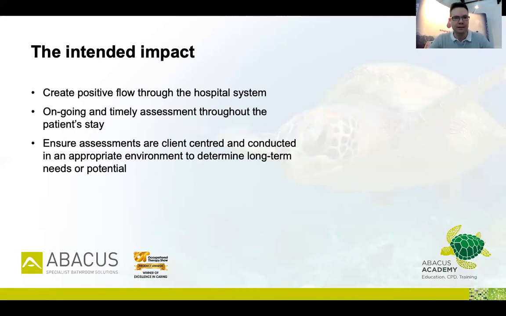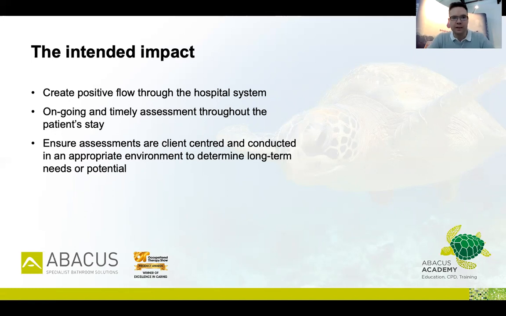So the intended impact is to create positive flow through the hospital system, to have ongoing and timely assessment through the patient's stay. Note there how it doesn't say that you only assess somebody in their own home. It says ongoing and timely assessment throughout the patient's stay.